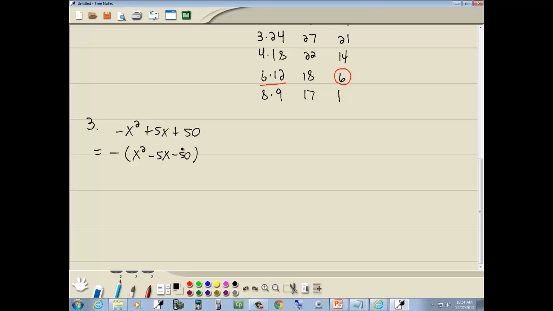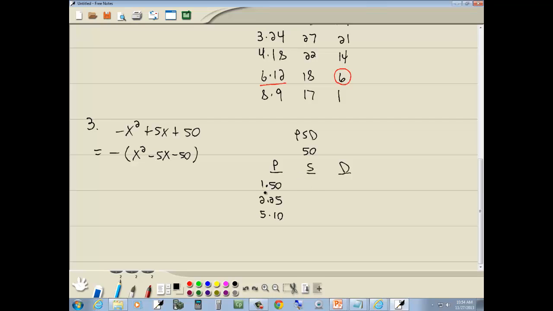Now, looking at what's inside the parentheses, we've got x squared, x, no number in front of the x squared. That's PST. So we'll take the number at the end, ignoring signs, so we'll just work with 50, and we'll come up with the three columns. We'll write down all products that give us 50. We've got 1 times 50, 2 times 25, 3 no, 4 no, 5 times 10.